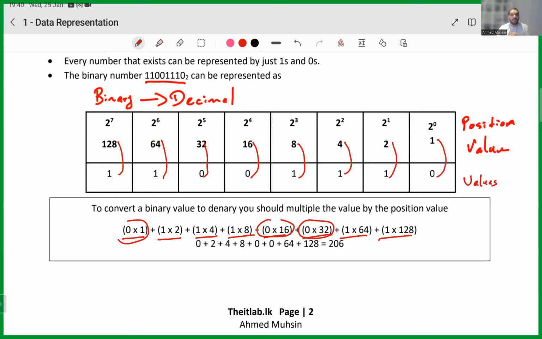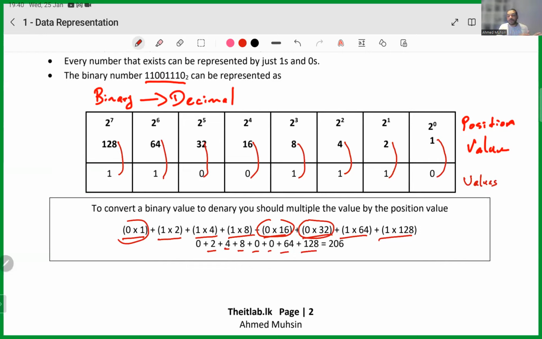You can simply omit it without wasting time writing 0 times 32 or 0 times 16. This is just a tip for you guys, because 0 times anything is 0. So if you look over here, 1 times 2 is 2. We have it. 1 times 4 is 4. 1 times 8 is 8. 16 times 0 is 0. So 0, 0. Then we have 64 and we have 128.